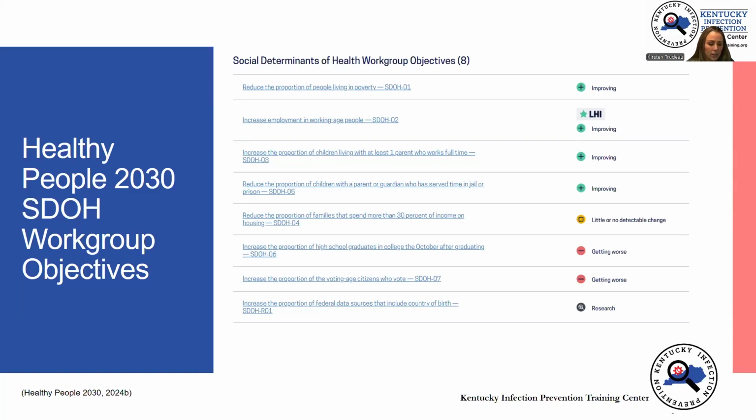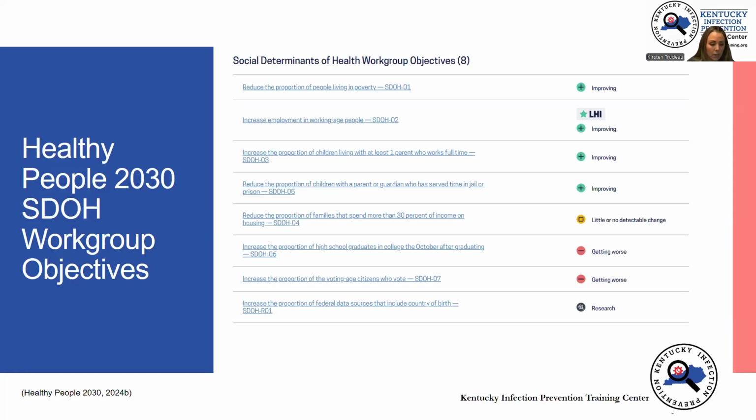And the next is to increase the proportion of children living with at least one parent who works full-time. This is also improving. Next is to reduce the proportion of children with a parent or guardian who has served time in jail or prison. This is improving. Reduce the proportion of families that spend more than 30% of their income on housing. There is little to no detectable change here. Increasing the proportion of high school graduates who attend college the October after graduating. This is actually getting worse.